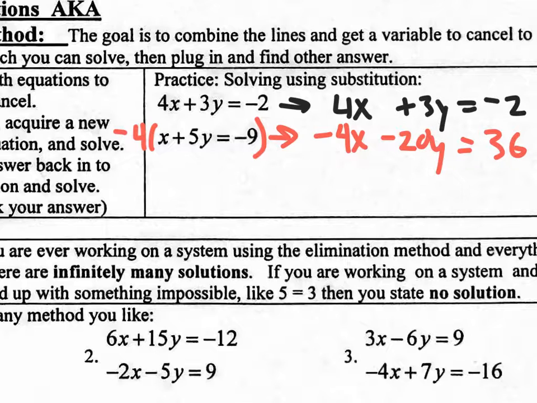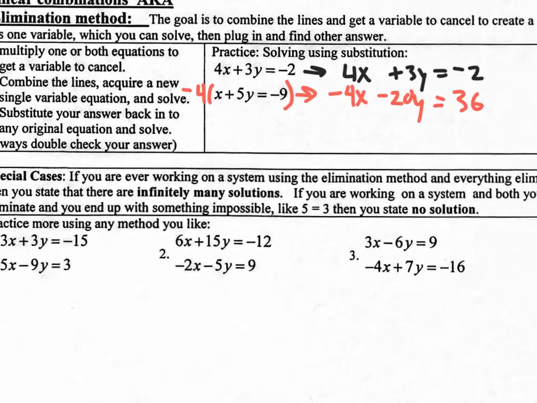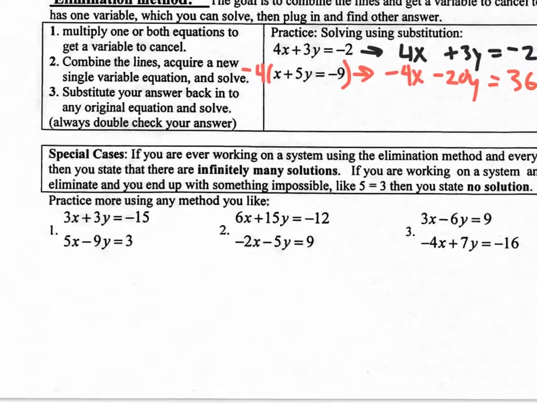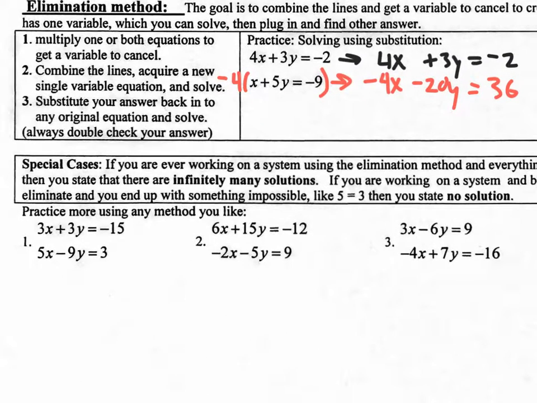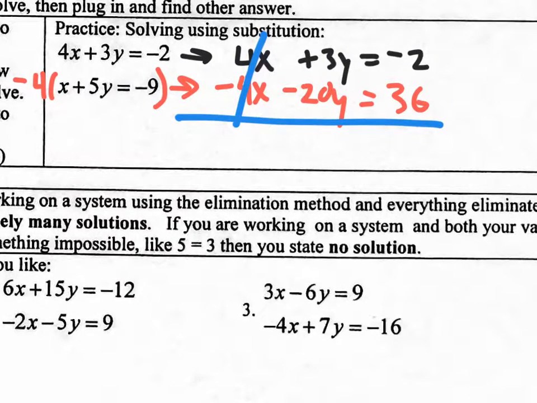So ladies and gentlemen, that was step 1, to think about which variable you want to cancel and modify one equation or sometimes both equations to get that variable to cancel. Step 2, combine the lines. That's where the words linear combinations come from, or elimination method, because you're going to combine the lines to get those x's to eliminate. So check it out. We combine the lines, 4x, take away 4x, disappear. It's gone. All right? What about the negative 20y and the positive 3y?